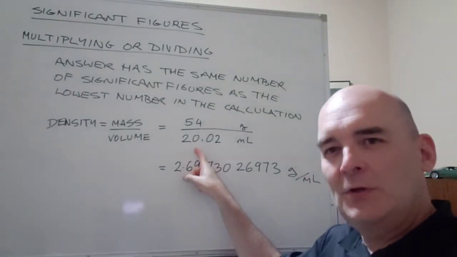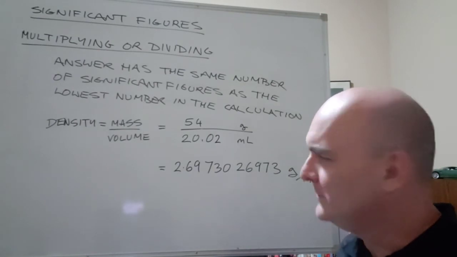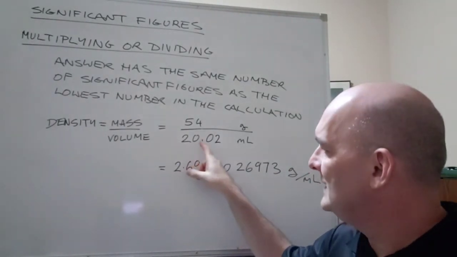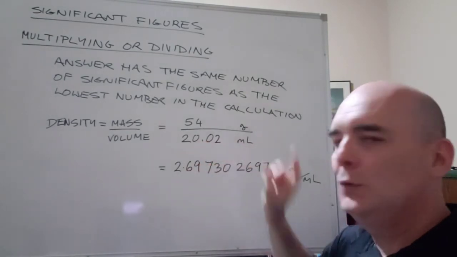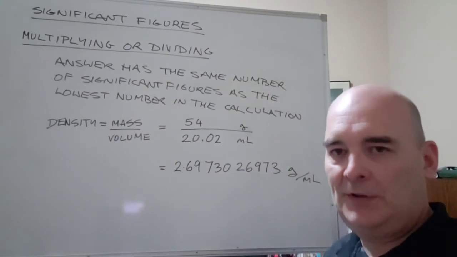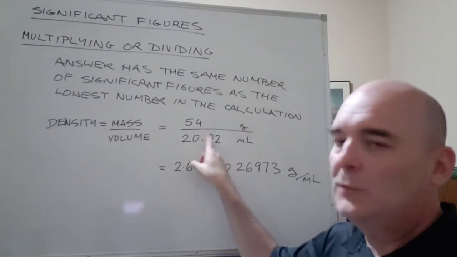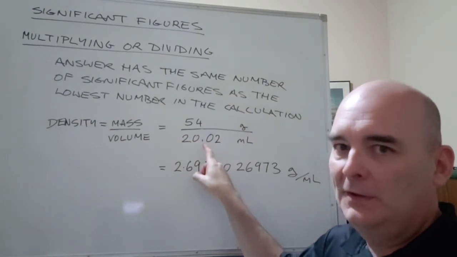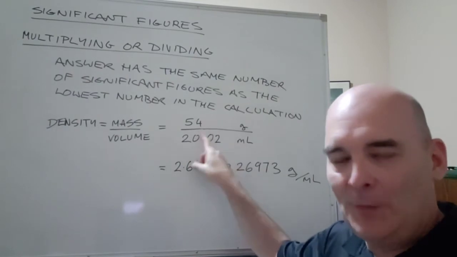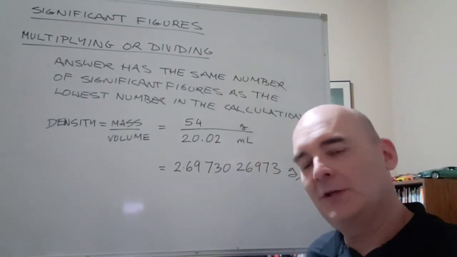But the students who measured the volume gave me more precision. They said that the volume of the block of aluminum was 20.02 milliliters. That's 4 significant figures. This number has more precision, but I'm not allowed to carry that forward because the other people didn't do their job right. They only gave me a mass that had 2 significant figures in it.